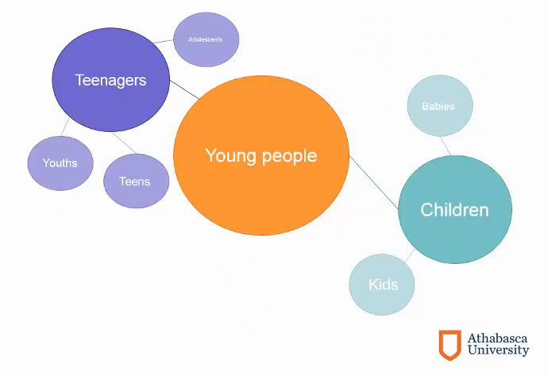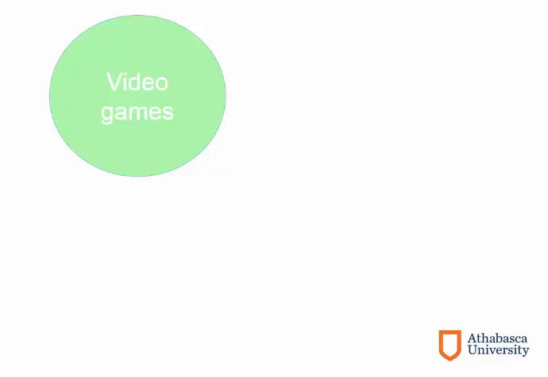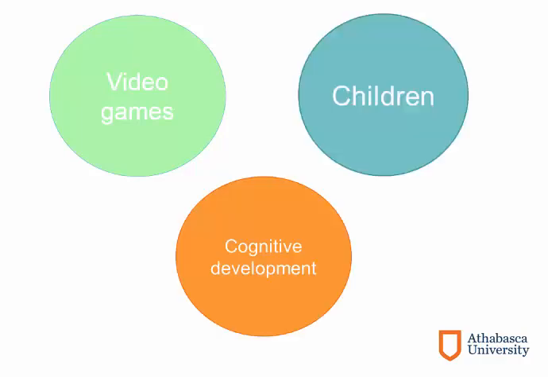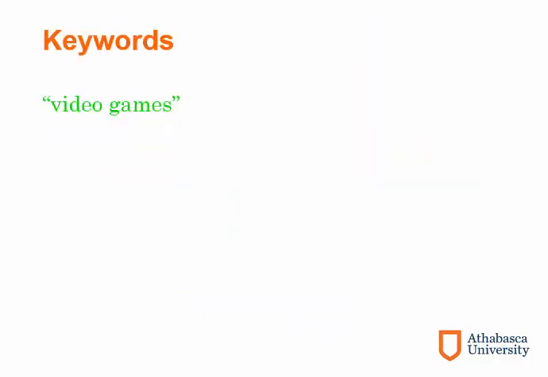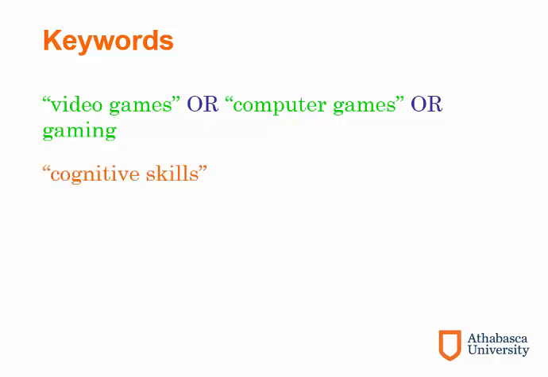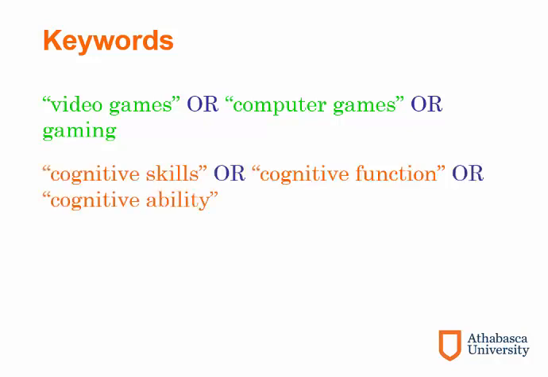Eventually, I will use these mind maps to come up with a narrower research question, and in turn more specific keywords. For example, I might finally decide to focus on how video games affect the cognitive development of children. My more focused set of keywords could include video games, or computer games, or gaming, cognitive skills, or cognitive function, or cognitive ability, child, or school child.